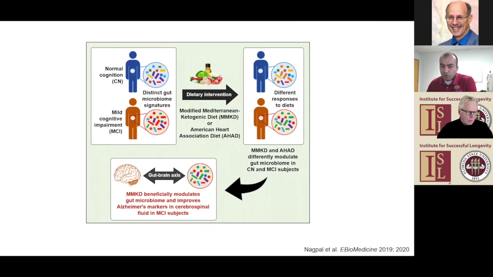In addition, we found that not the American Heart Association diet, but the Mediterranean ketogenic diet beneficially modulated the microbiome and improved the Alzheimer's biomarkers in patients with cognitive impairment, clearly showing how diet, gut, brain might be connected to each other. How what we eat not only changes our microbiome, but may also change our brain health.